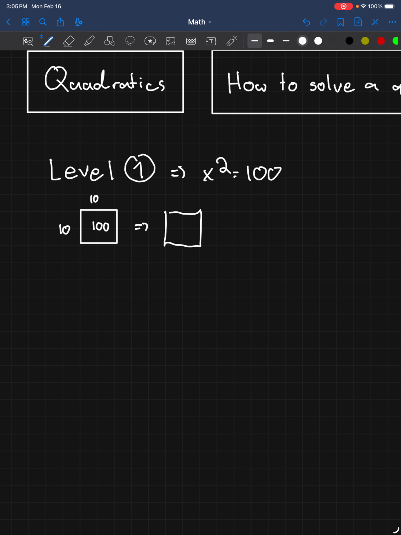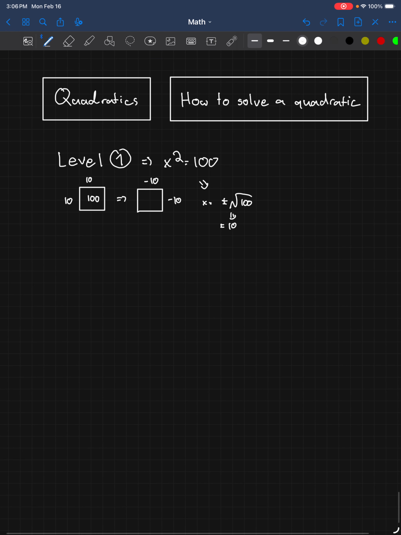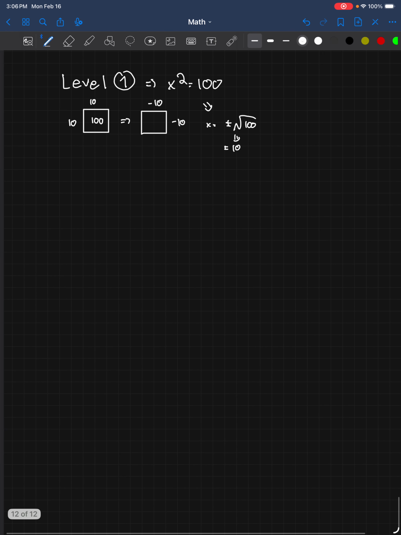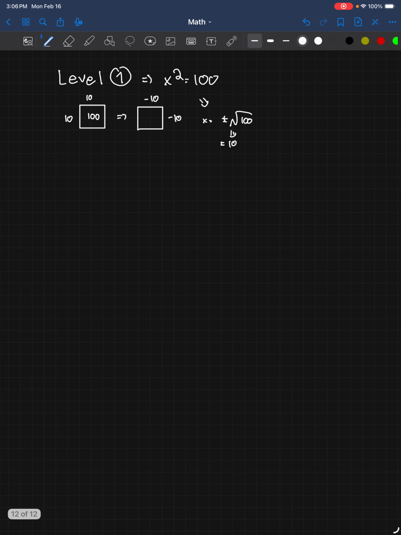Or it can be negative 10 and negative 10. So we know that then x equals plus minus square root of 100, which is plus minus 10. So that is our answer. Now, this was really simple. But now, what is level 2? Level 2 is also really easy.